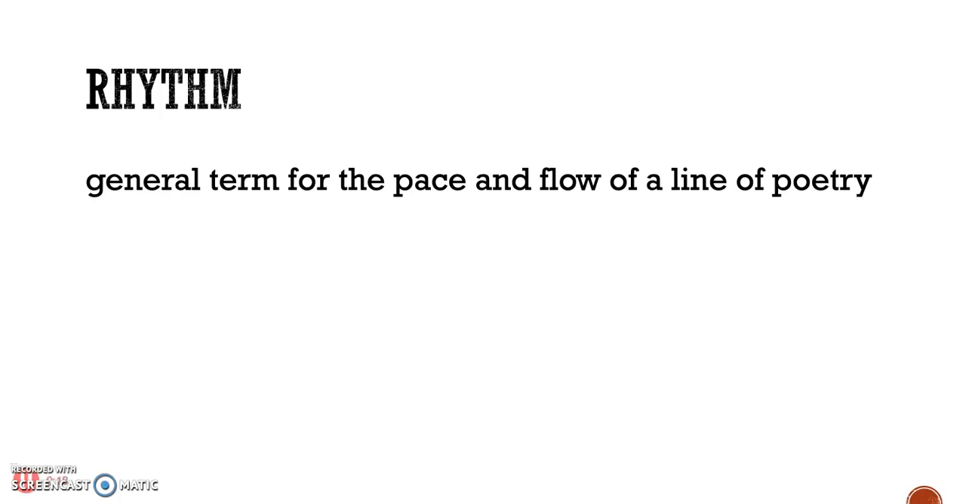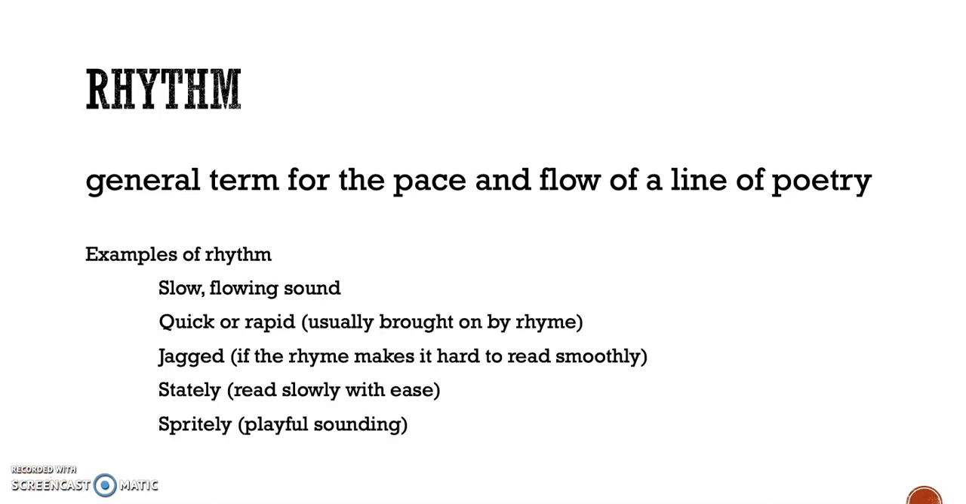of poetry. So any adjective you could use to describe a song could also be used to describe a poem in terms of rhythm. And poets create this by using different rhyming techniques, by thinking about which syllables are stressed or said more loudly, by thinking about how words fit together. But for example, you could have a slow, flowing sound because maybe they use a lot of long vowels.